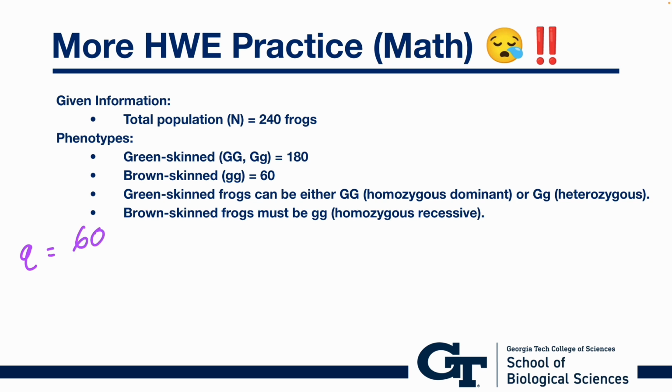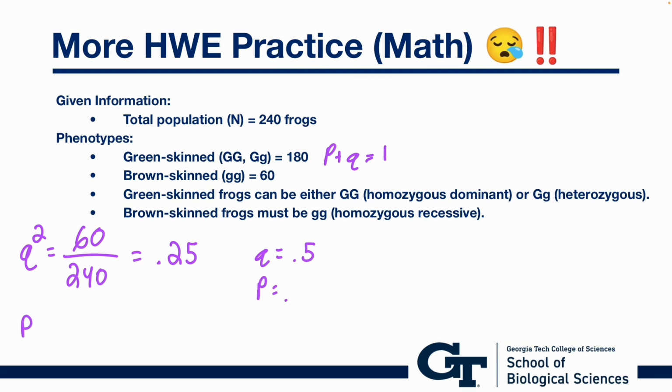We're not given a percent this time, so we have 60 homozygous frogs out of a total of 240, and when we do 60 divided by 240, we get 0.25. So this value is actually for Q squared. In order to find just Q, we can take the square root of 0.25, and we know that the square root of 0.25 is going to be 0.5. And we know that P plus Q must equal 1. Therefore, P is also equal to 0.5.